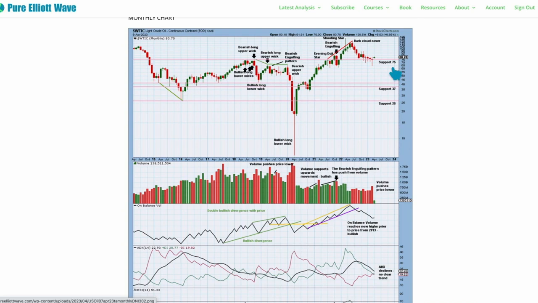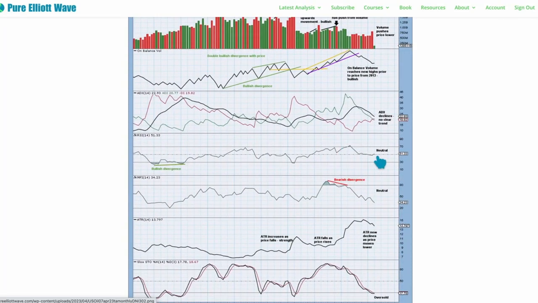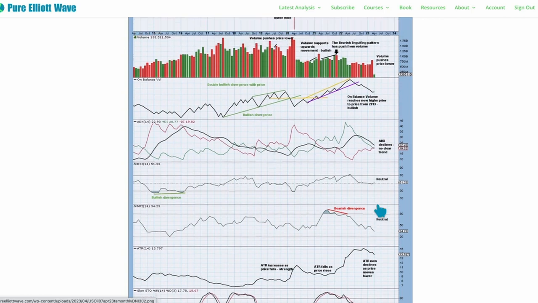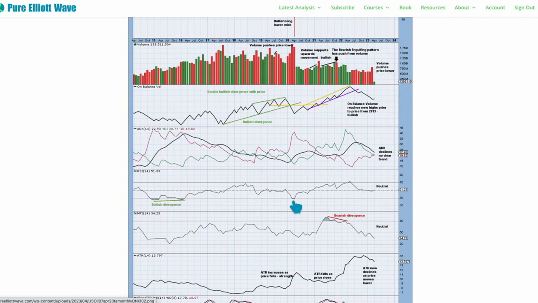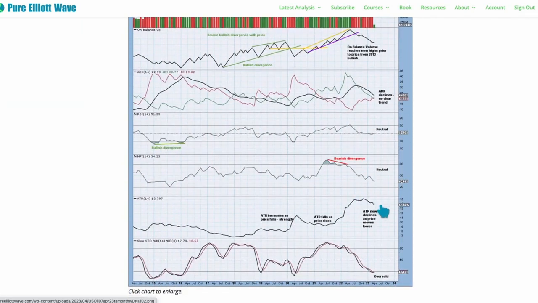Support again about 75. On balance volume has reached new highs prior to price from 2013 back here, and so that's bullish. There's no new range, no new signal on the monthly chart for on balance volume. ADX still declining. There's no clear trend. RSI is neutral. There was no bearish divergence at the high, but I've added money flow to the monthly chart, and there was some pretty strong bearish divergence after money flow reached fairly deeply overbought. Both RSI and money flow are neutral. Neither of them have reached oversold. They don't have to, though. They didn't reach oversold for this slowdown. Well, RSI reached oversold for this important low back in April 2020. Money flow did not. ATR is declining as price moves lower, normal behaviour for this market, and stochastics is oversold.